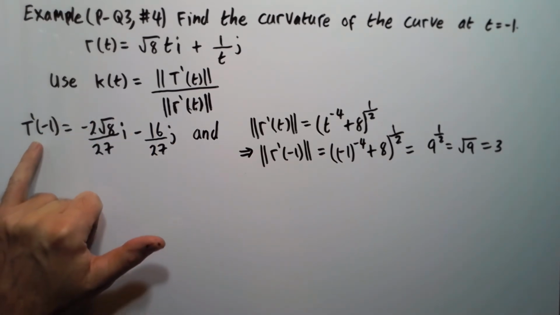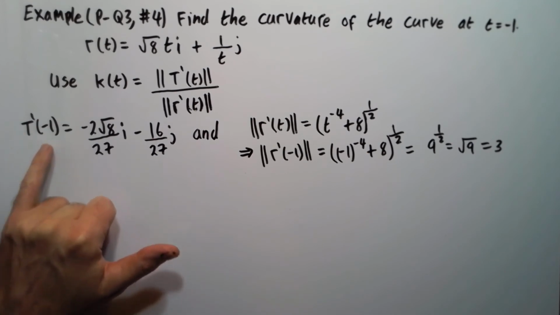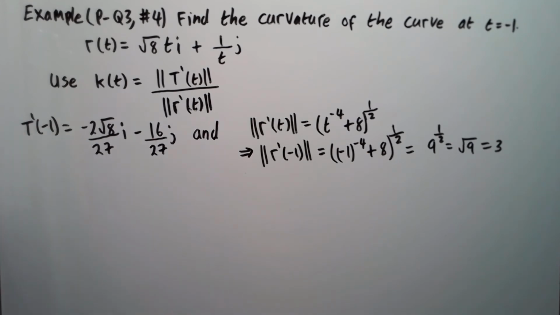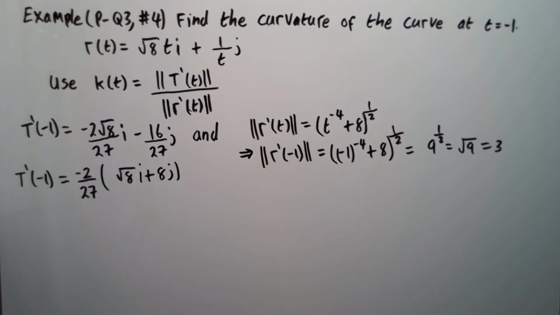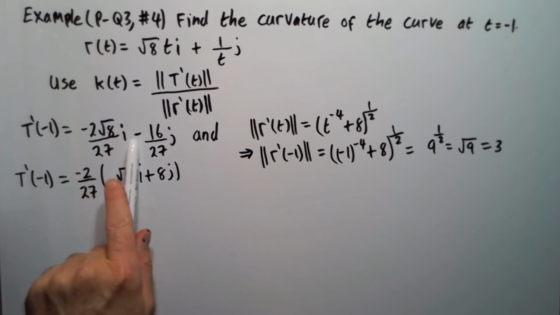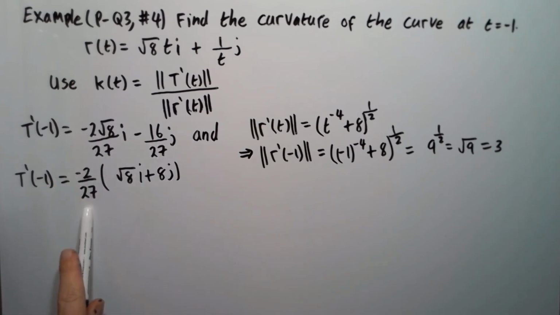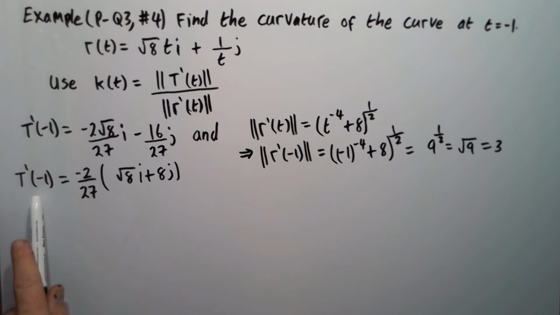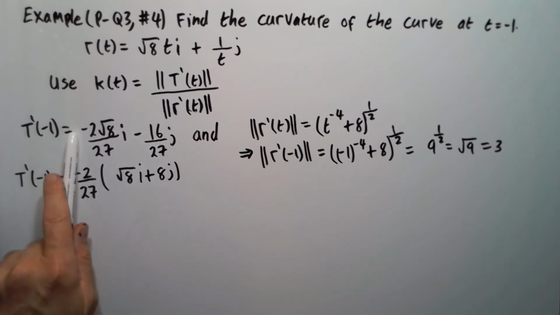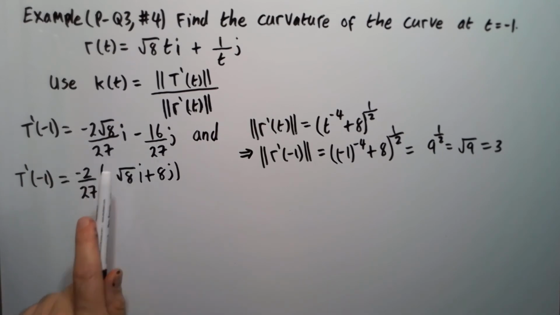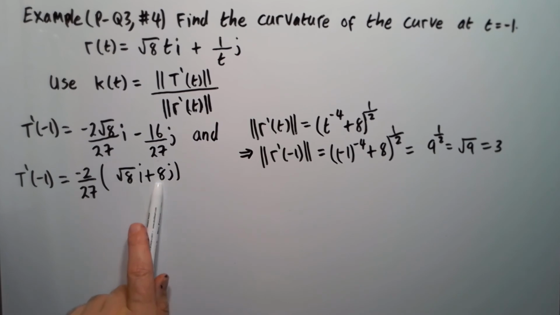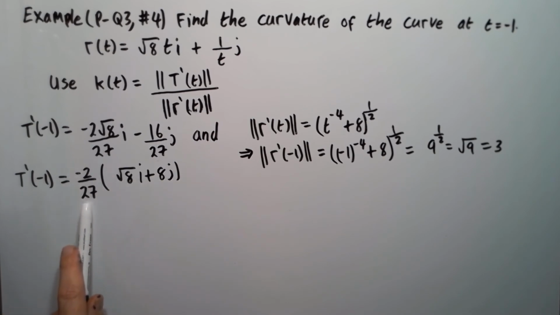We just need to find the magnitude now of our capital T prime of negative 1. So let's find the magnitude here. Actually, before taking the magnitude, I realize we should note we can factor out a negative 2 over 27 out of these. It'll make finding the magnitude easier. So factoring it out, you'd have a square root of 8 left here with i, and then 8j left here. So I just factored out the minus 2 over 27. Now let's take the magnitude.